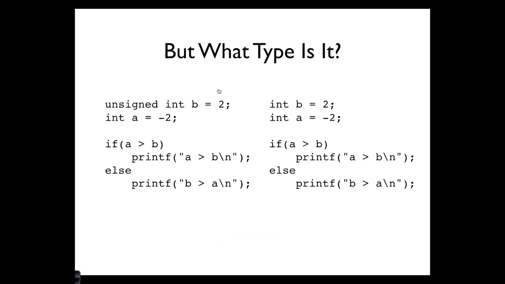So let's actually test this. Let's go and test what's going to happen here. Any guesses, by the way? Because these two may or may not have the same exact answer here. Unsigned int b versus int a, b being 2, a being negative 2. If a is greater than b, it's going to try to compare this. What do you think is going to print out here? A is bigger than b or b is bigger than a?